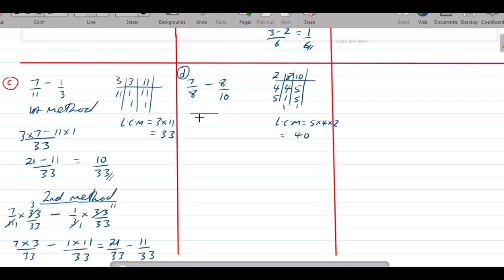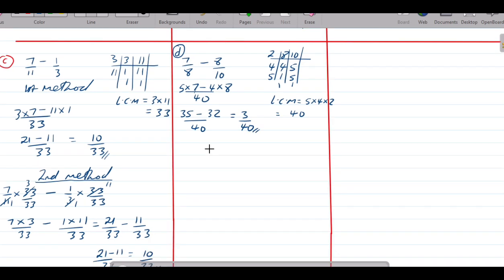Now, I've determined my LCM. I will be having 40. 8 can go in 40 how many times? 5. So I have 5 times 7, minus 10 in 40 is 4 times 8. So 5 times 7 will give me 35 minus 4 times 8. 4 times 8 will give me 32 over 40. So 35 minus 32 will give me 3 over 40.